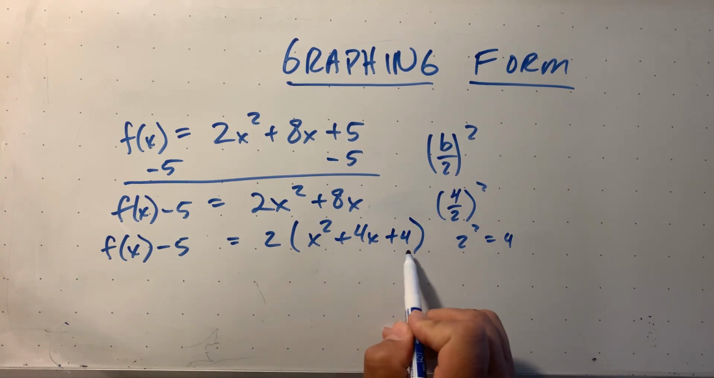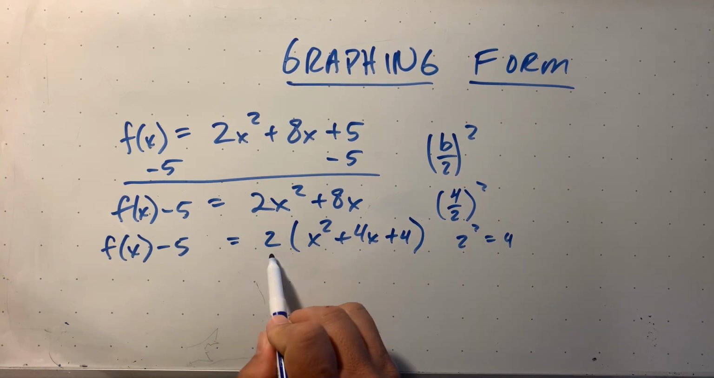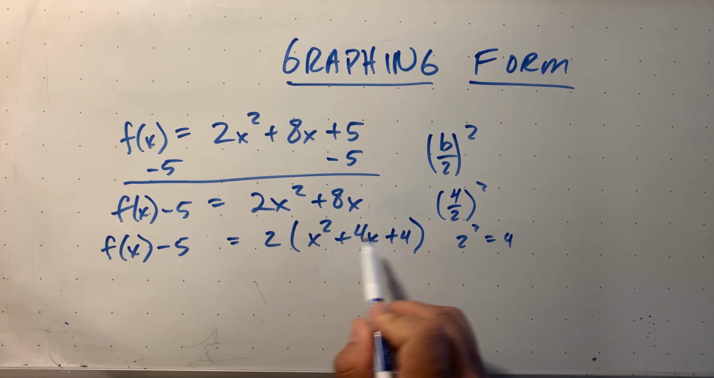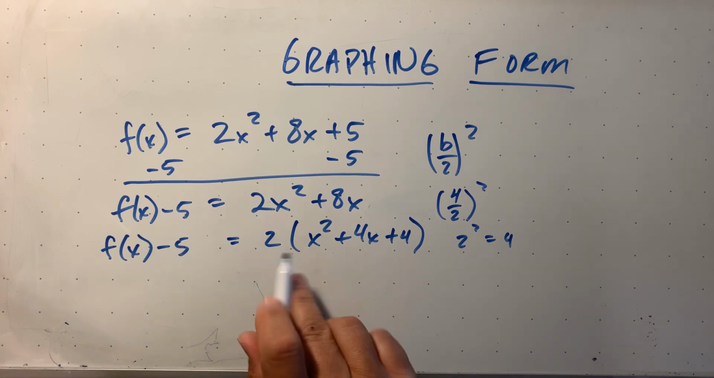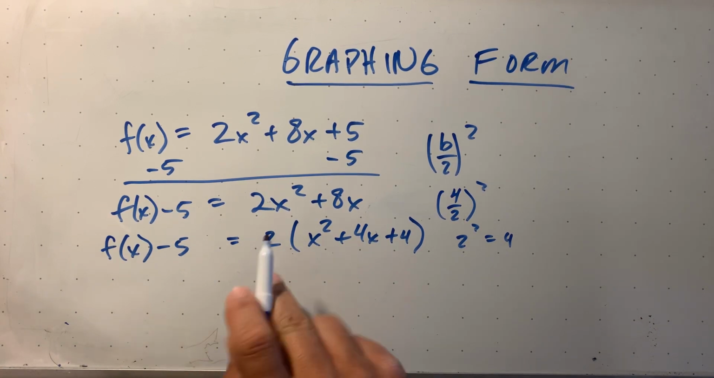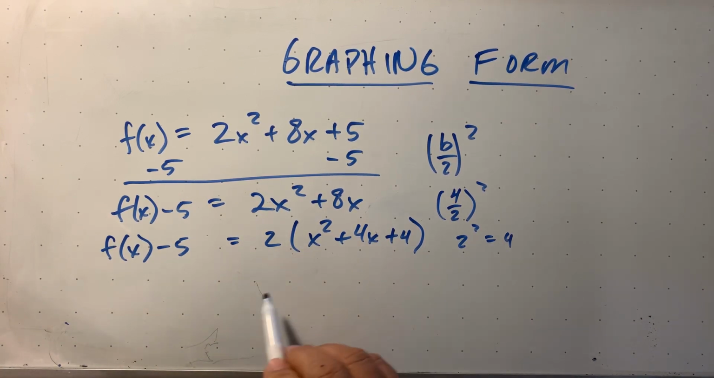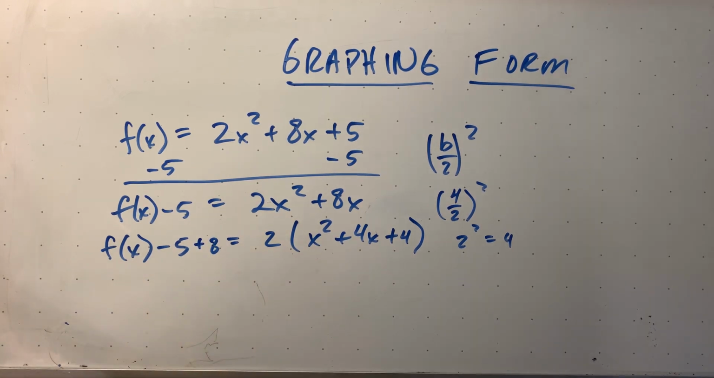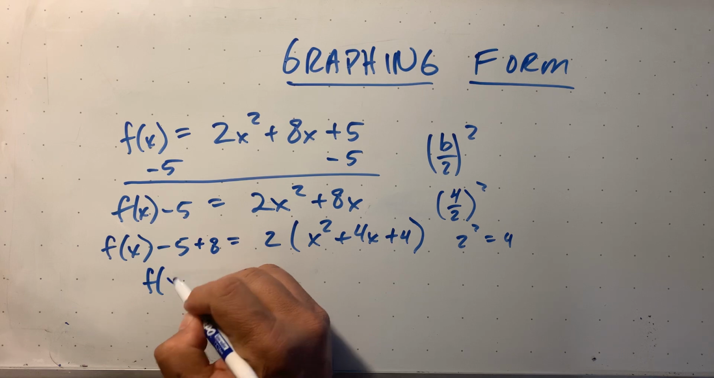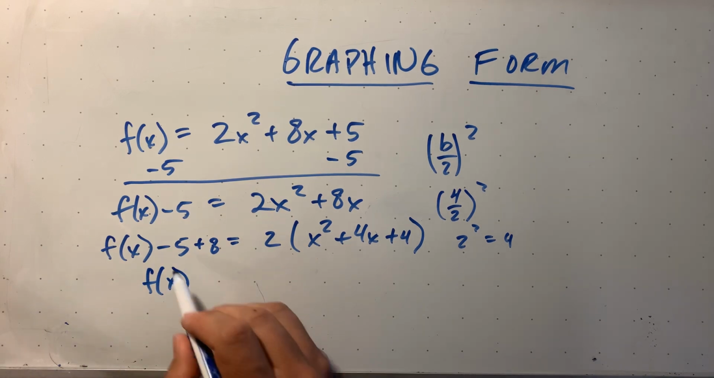Now when I went and did that, I have to think about what was in the front here. Since that 2 is there, then it's really 2 times 4, so I added a total of 8 to the right side. So if I'm going to keep with balancing this equation, if I add 8 to the right side, I also need to add 8 to the left side to keep the balance. Then I can go about simplifying this.